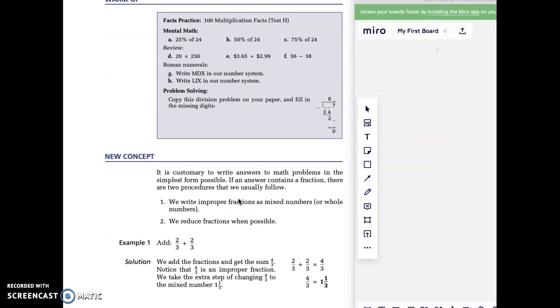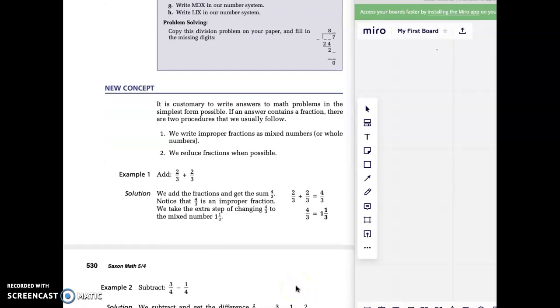So let's look at example 1, right? We're going to add 2/3 and 2/3. We know that when we have a common denominator, we can add our numerators. So here we have a total of 4/3. Well, 4/3 as itself can be simplified into a mixed number because 4/3 is an improper fraction. 4/3 converts to 1 1/3. Let's go ahead and go to the next one.